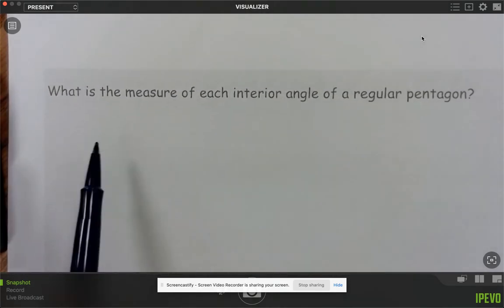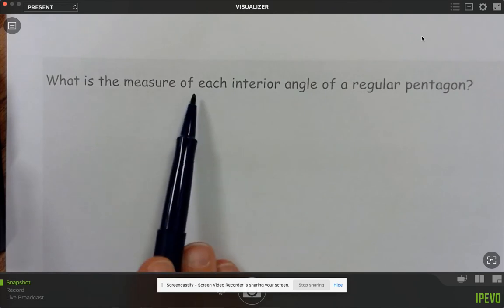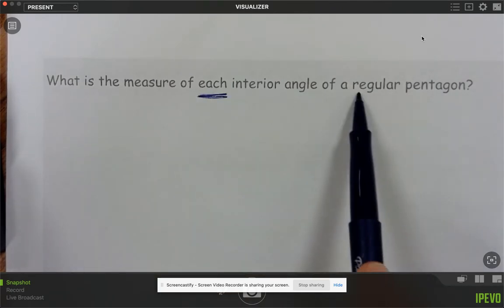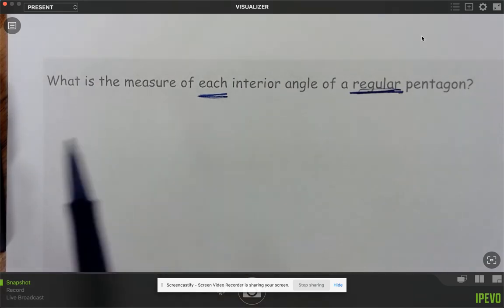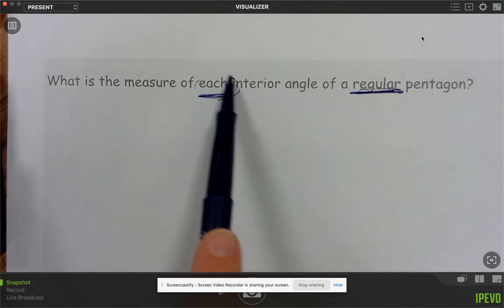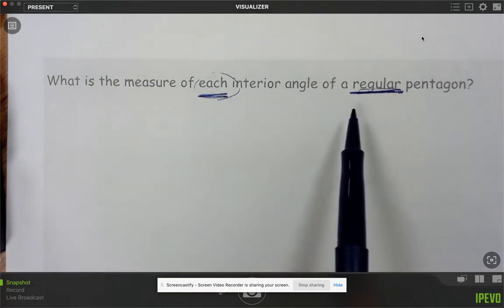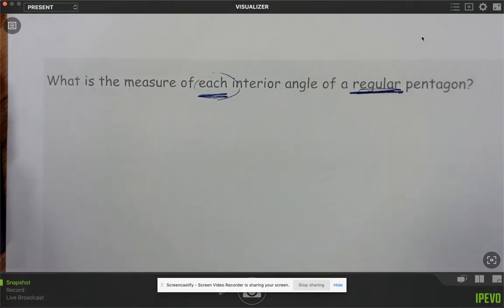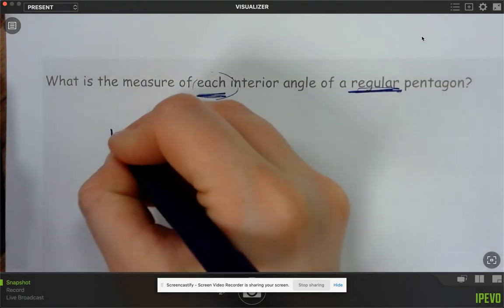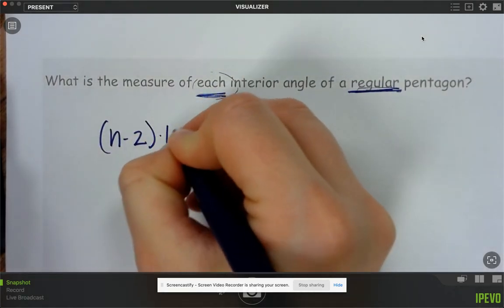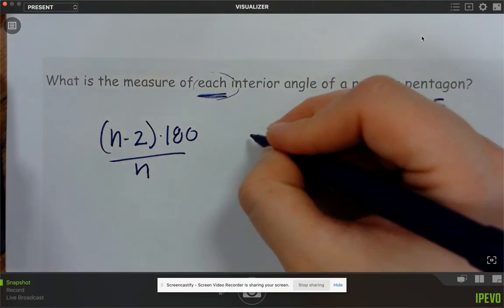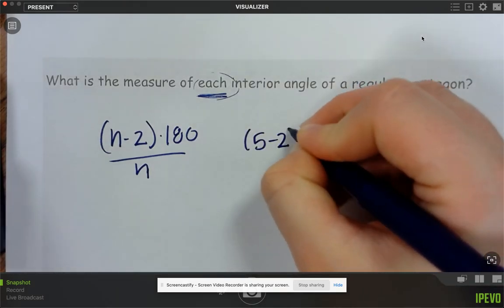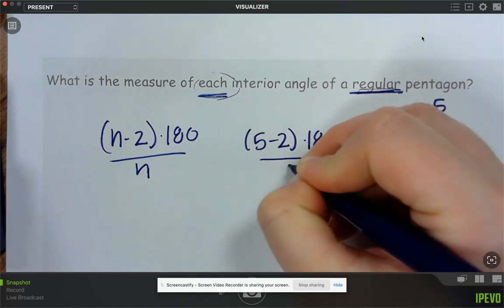So now we are being asked, what is the measure of each interior angle of a regular pentagon? It's really important that you pay attention to what the question's asking. We're just looking for the measure of each angle of a regular pentagon. So let's plug in here. Here's our formula. We know a pentagon has 5 sides, so let's plug in 5. And now we just simplify, folks.